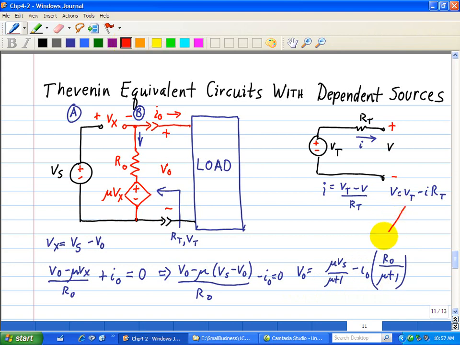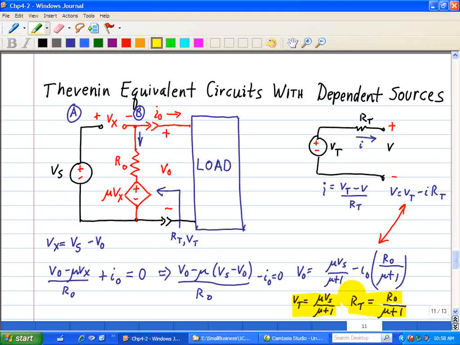Now we compare this equation for the Thevenin equivalent with this equation, and we see that Vt is equal to mu Vs over mu plus 1, and that RT is equal to RO divided by mu plus 1. So our relationship for Vt is given as this equation here, and RT is given here.